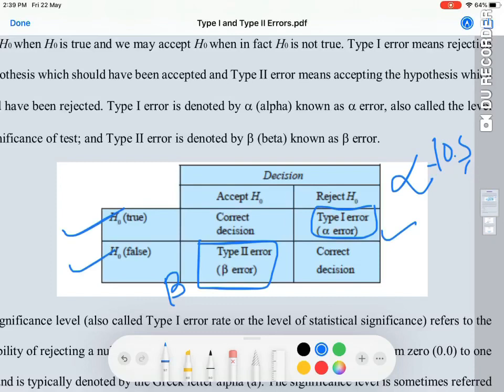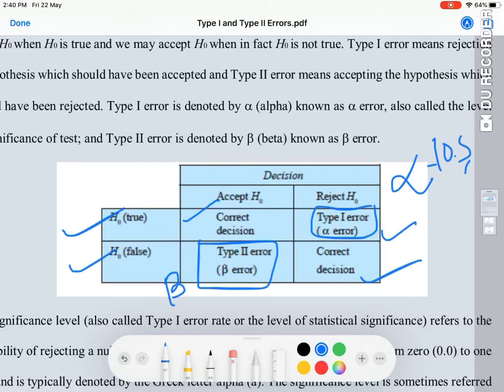So if the null hypothesis is true and we are accepting it, that is the right decision. So we are not bothered about that. And when H0 is false and we are rejecting it, that is also a right decision. But the problem occurs when we are trying to accept something which is not true, and we are trying to reject something which is true. When we are trying to accept something which is false, then it becomes very disastrous.